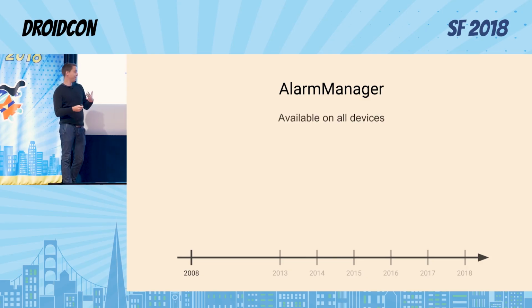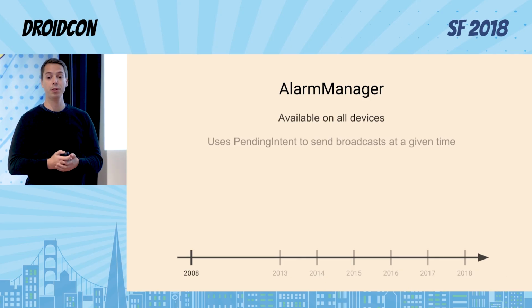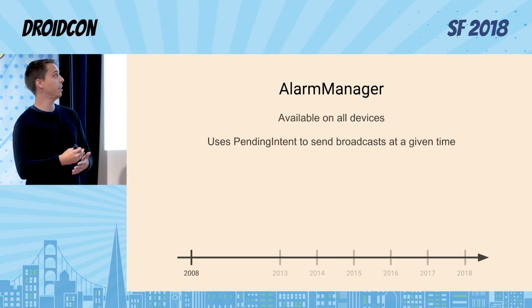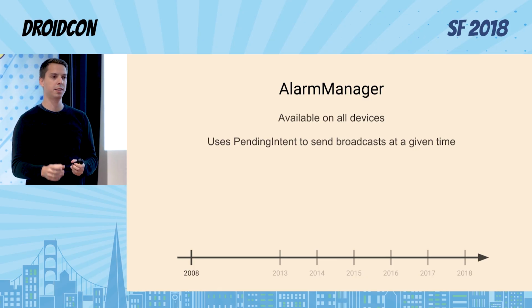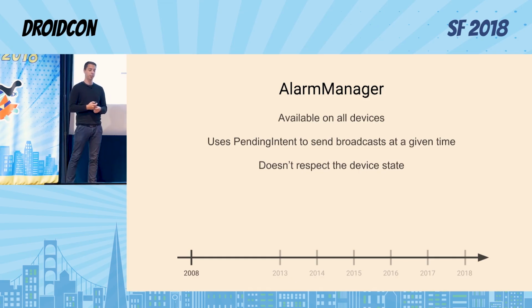So the good thing first about AlarmManager is, of course, it was available since version 1, so it's available on all devices. And the API isn't that nice, but it's also not too difficult. You just wrap your intent inside of a pending intent, and then you tell the system, hey, please send this intent in 1 hour, 2 hours, or whatever. And then you can start your service or launch your broadcast receiver. The problem is that the AlarmManager doesn't respect the device state. So you have to manually check when your service starts, whether you have a working network connection or not.